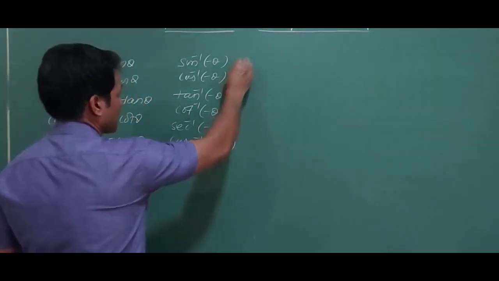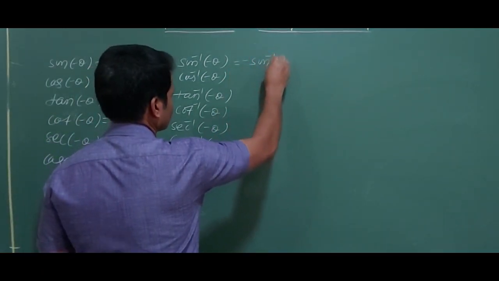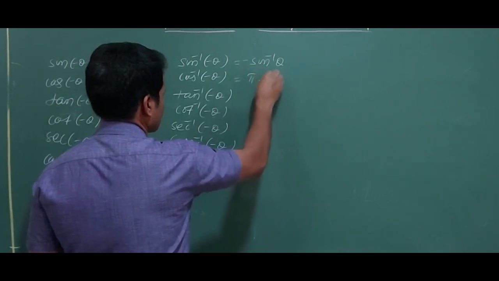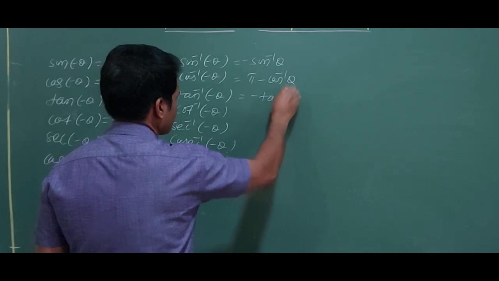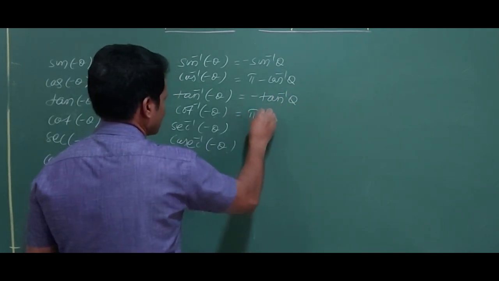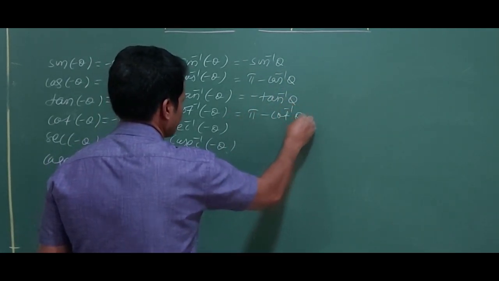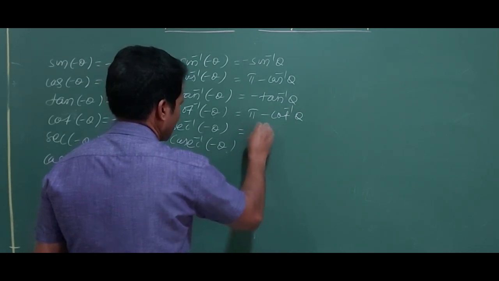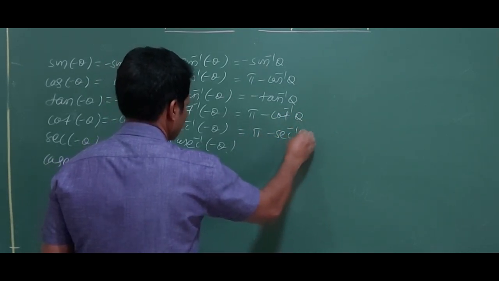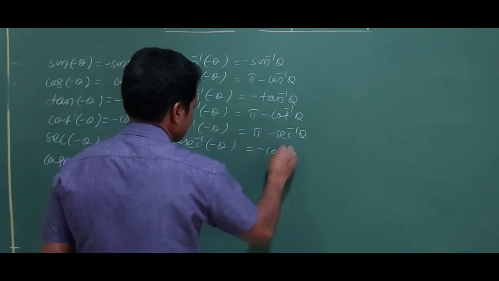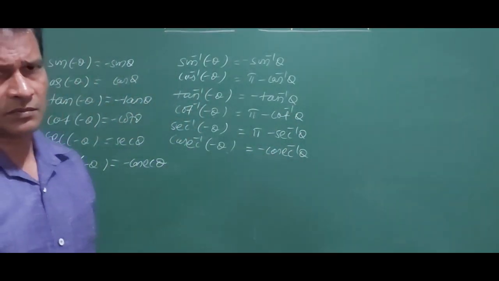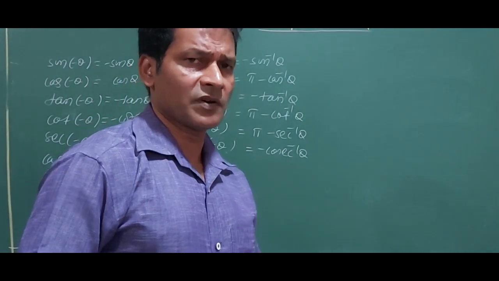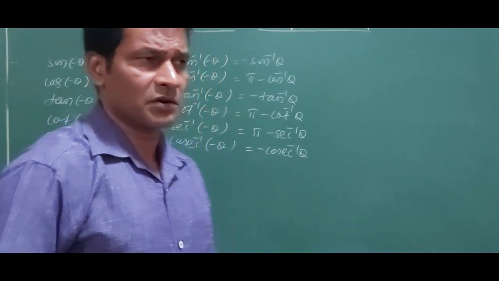If I write this one as minus sin inverse theta, this is pi minus cos inverse of theta, minus tan inverse of theta, pi minus cot inverse of theta, pi minus sec inverse of theta, minus cosec inverse theta. And if I force you to memorize it by heart, you will say how can I do it? Sometimes I forget also. So tell us the logic of how it is going on.